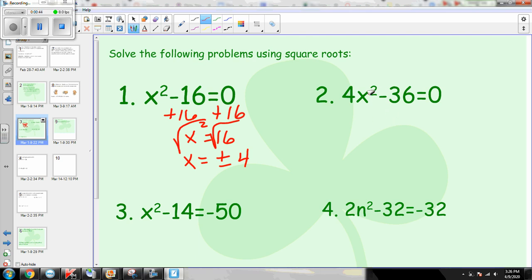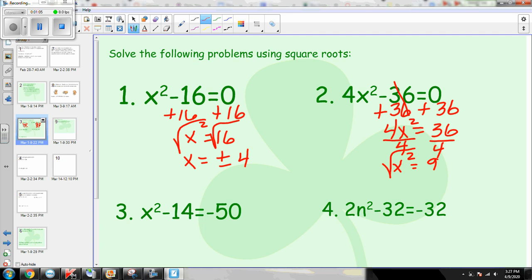On number 2, I've got to get the x to the second term by itself. So first I'm going to do the opposite of minus 36. I'm adding 36 to both sides. Then I will have 4x squared equals 36. I need to divide by 4. Then I'll have x to the second by itself. X to the second would equal 9. Then I would take the square root of both sides. My answers would be positive and negative 3.